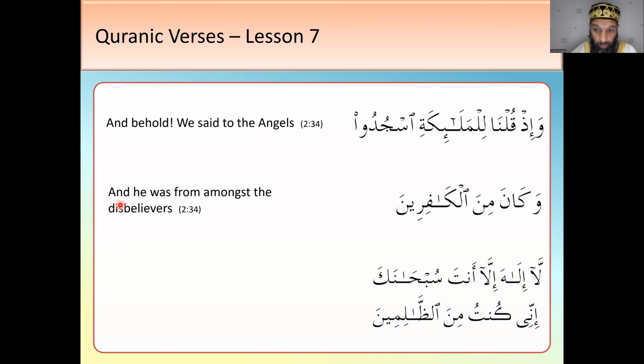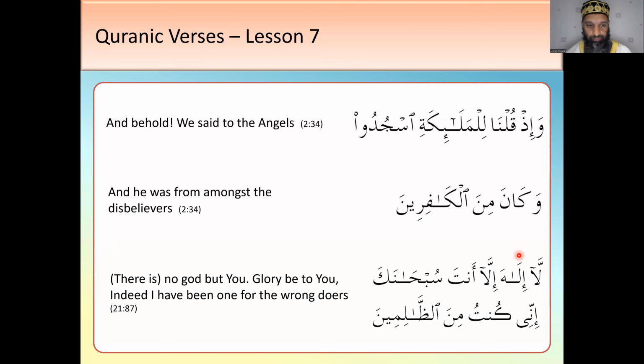So, wakana, and he was, because kana means to be. So in a sentence, kana means he was. And he was min, from, al-kafirina, the disbelievers. Next one, la. We've not done la yet, I think. Lam with an alif. La, meaning there is no.